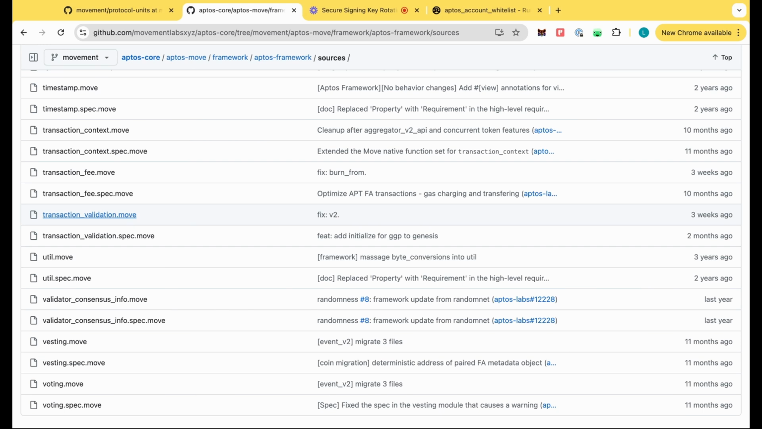Those modules also affect general transaction execution because they're run in the transaction log. Okay, so that's Aptos core for the framework.